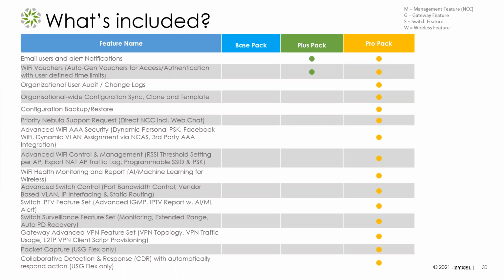It unlocks advanced AAA features using Radius servers. Those are things like dynamic pre-shared keys, Facebook Wi-Fi, dynamic VLAN assignments based on Radius authentication, etc.